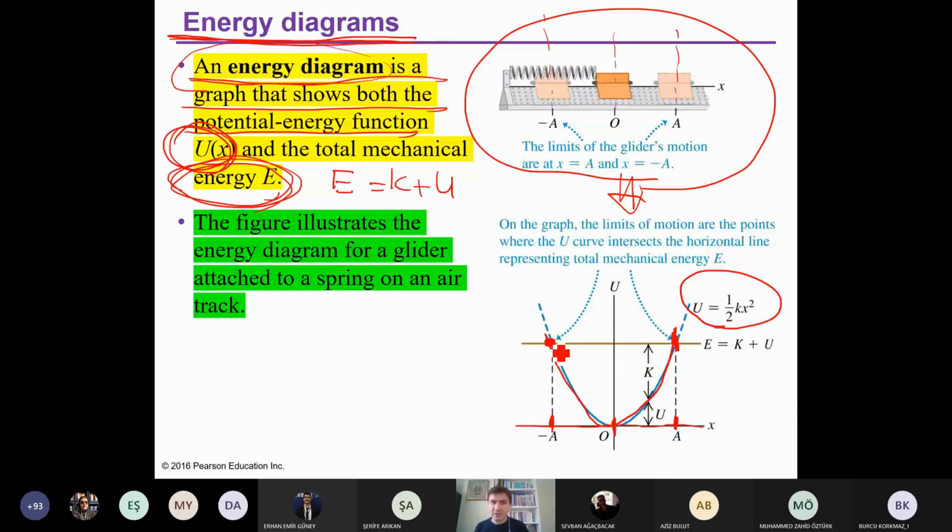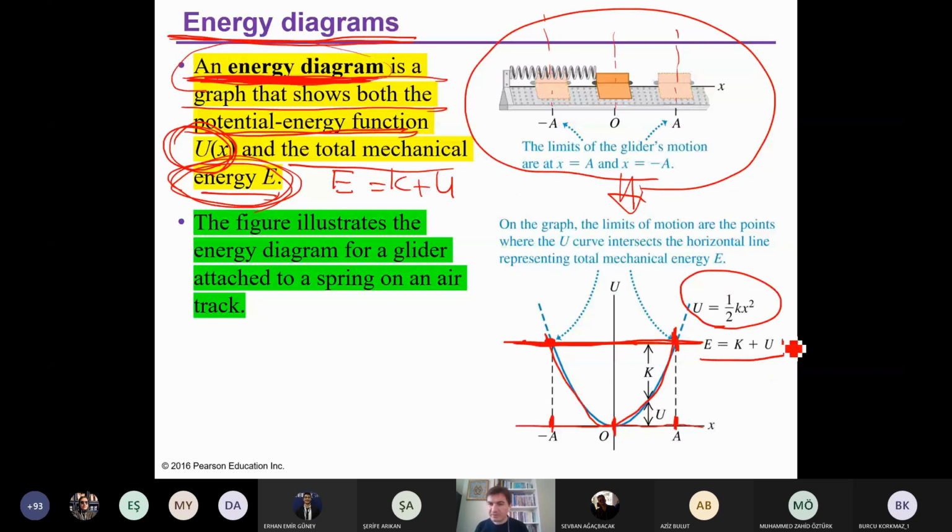Okay, so an energy diagram shows both the potential energy function and total mechanical energy. What about the total mechanical energy? If the other forces are 0, total mechanical energy is conserved. Okay, so it is constant. Total mechanical energy does not change, and it is given with K plus U.